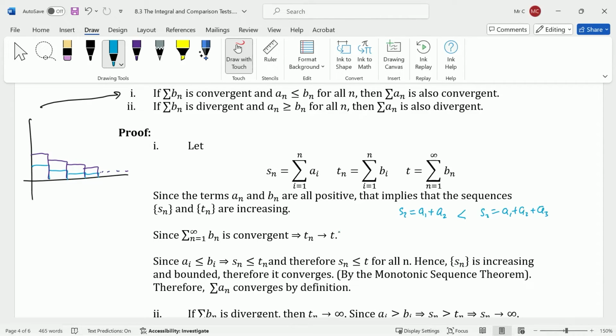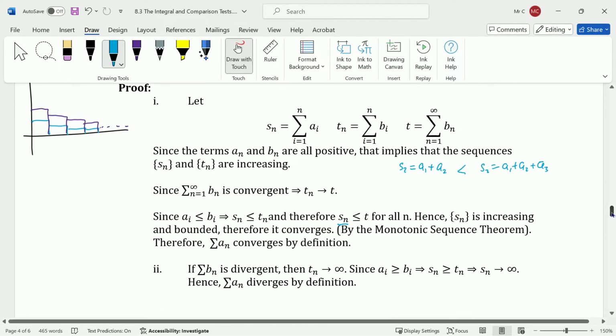So what does that give us? Each a sub i is less than or equal to b sub i. So that means the partial sums s sub n, the sums of the a terms, will always be less than or equal to the sums of the b terms. And therefore, the partial sums of the a terms are less than or equal to t. So that tells us that the sequence of partial sums here is both increasing, which we already saw, and bounded, and therefore it converges by the monotonic sequence theorem. And if the sequence of partial sums converges, the series converges by definition.